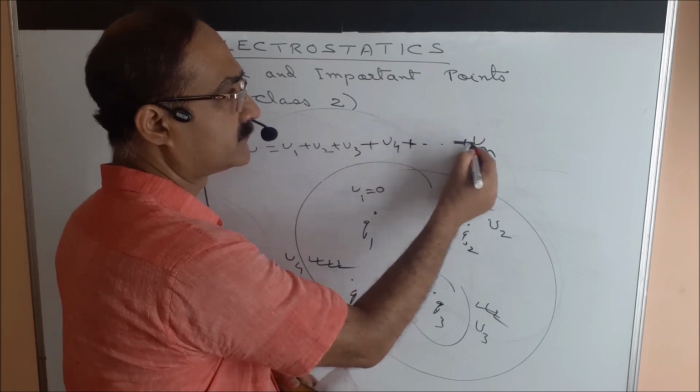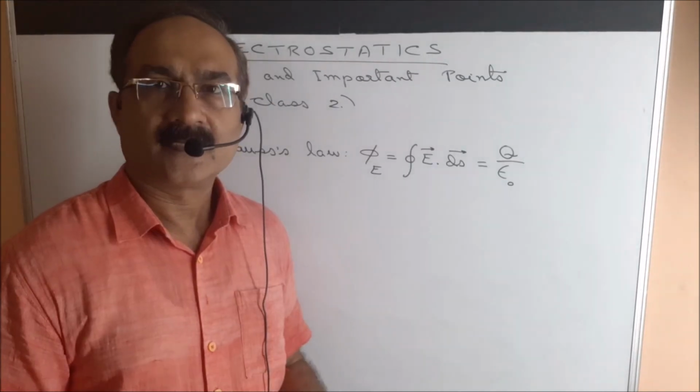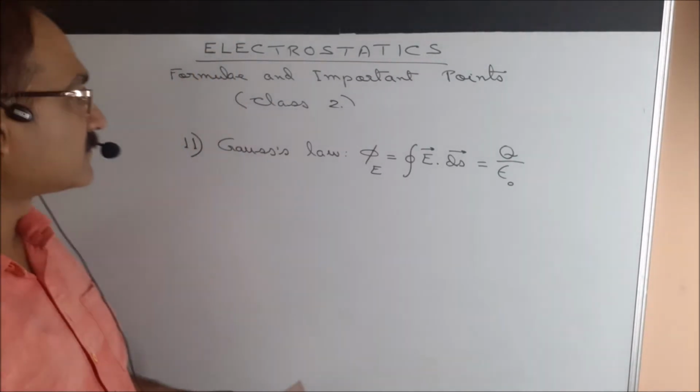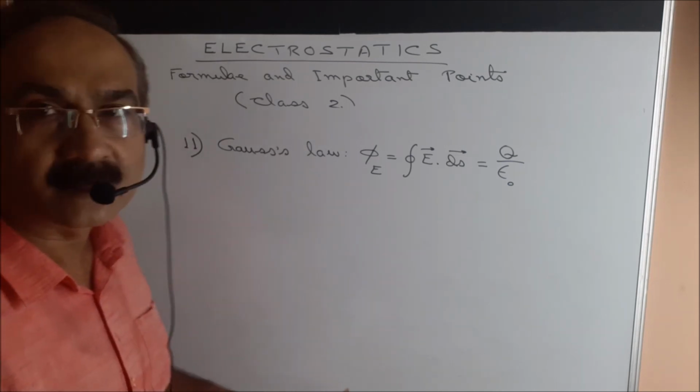Okay. The next important formula for us is formula number 11, which is Gauss's law, which you all know is very important.